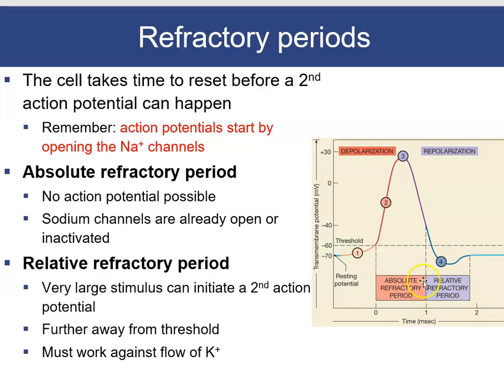Out here, this is known as a relative refractory period. We could get an action potential, but we would need a very strong stimulus in order to do it. The reason is we are further away from threshold, and we have to work against the flow of potassium during this period.